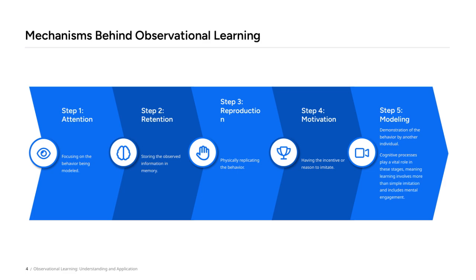But just because we can do it doesn't mean we will. That's where motivation comes in. We need a reason or incentive to actually imitate the behavior. Finally, modeling is a demonstration of the behavior by someone else, which acts as a guide for us to learn from. It's important to remember that this process isn't just simple copying. It requires active mental involvement and cognitive effort at each step.